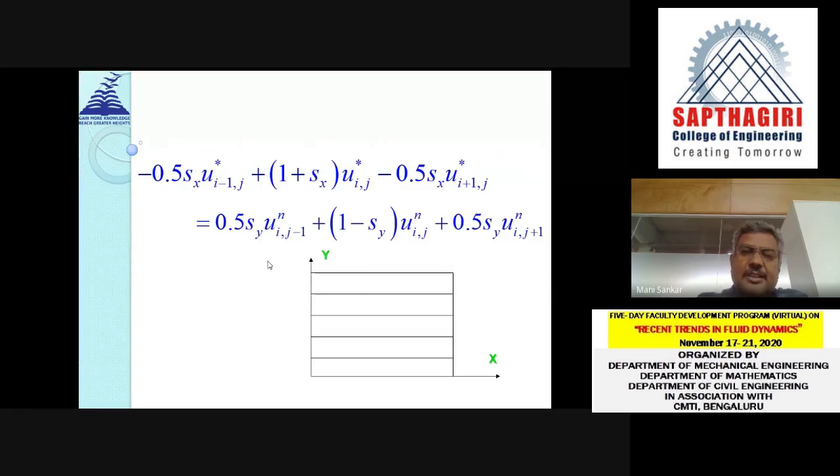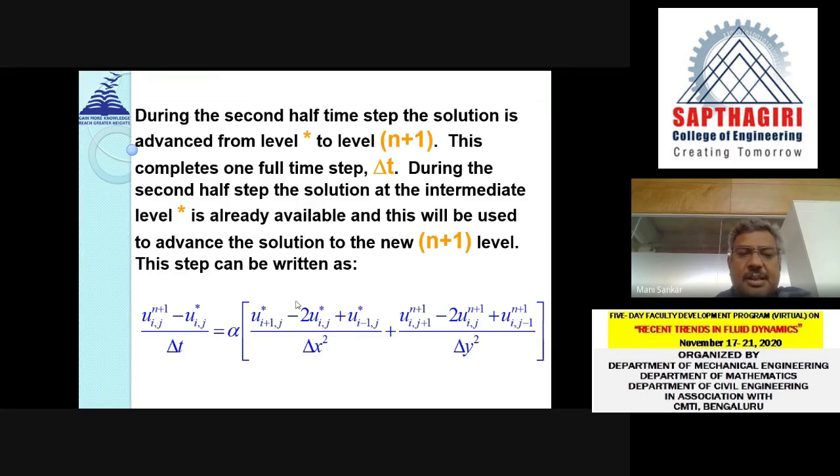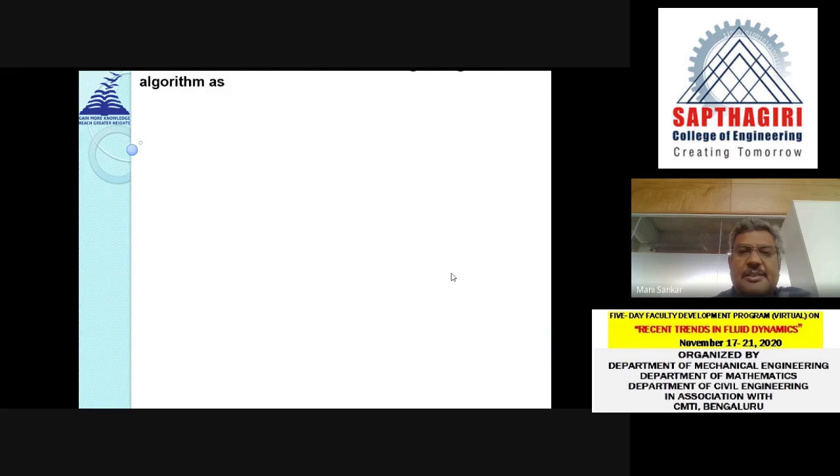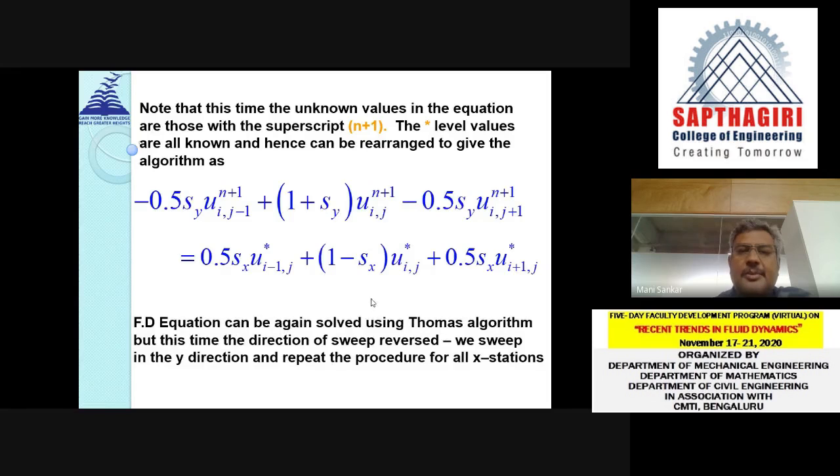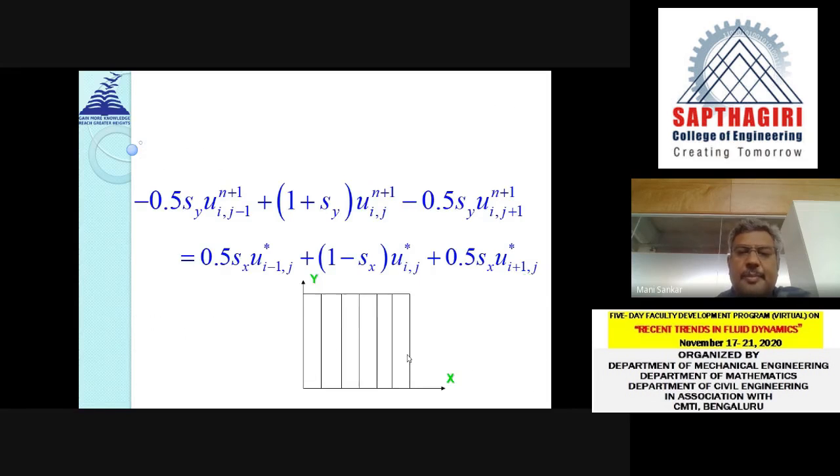If you look at this, there is a sweep in this direction. There will be two sweeps: one sweep along the x direction, another sweep along the y direction. That happens in each half time level. In the second half time level, I will make the y direction implicit, and when you discretize, you get a final difference equation like this, which can again be solved by the Thomas algorithm, and this time the sweep will be in the other direction.